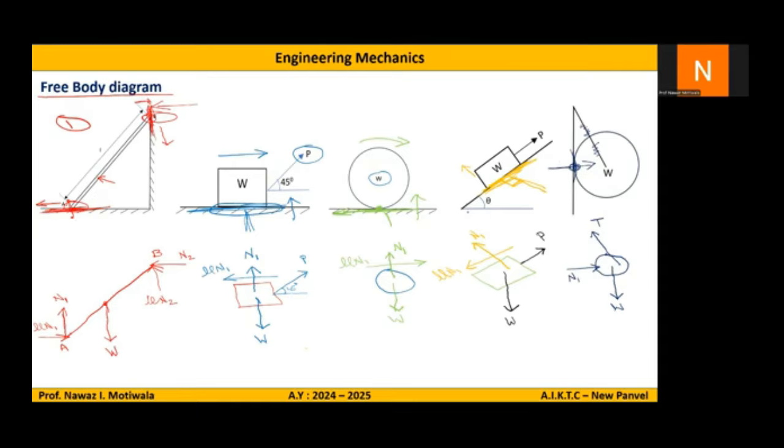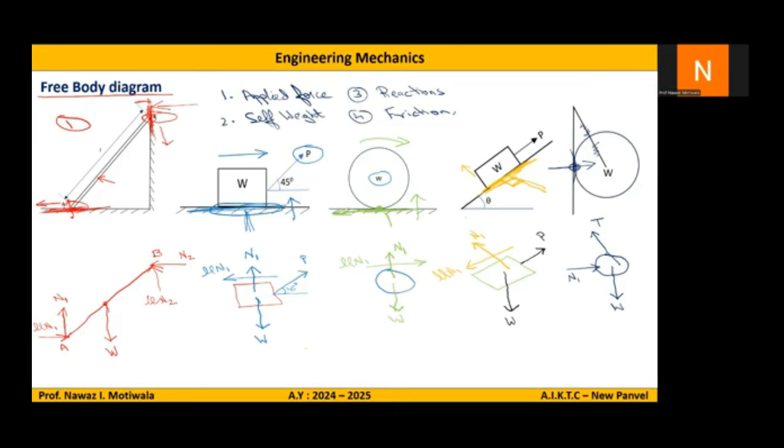The second force which we are going to show in the free body diagram is self weight. So the first force which we are going to show in the free body diagram is the applied force. The second force which we show is the self weight. The third force which we show is the reactions. And the fourth force which we show is the friction force.